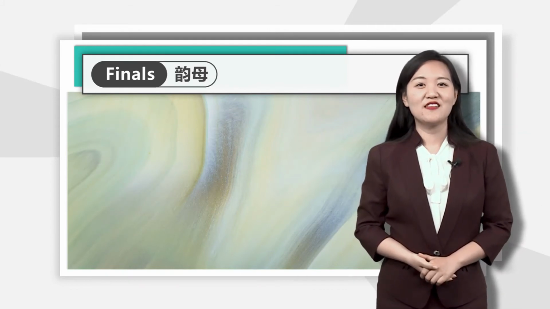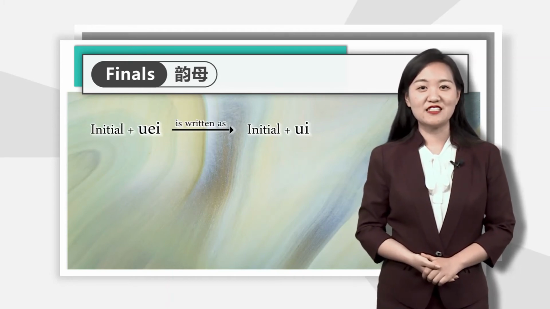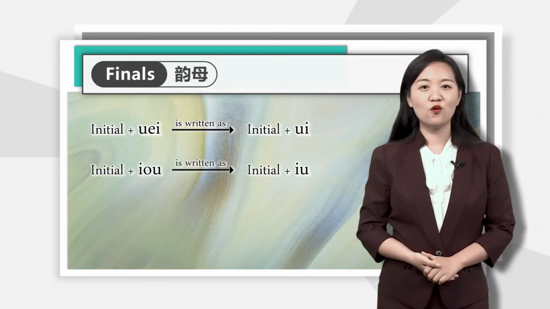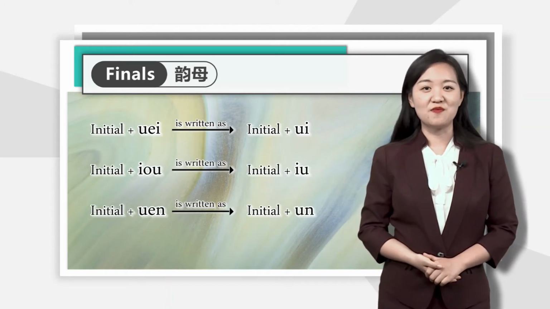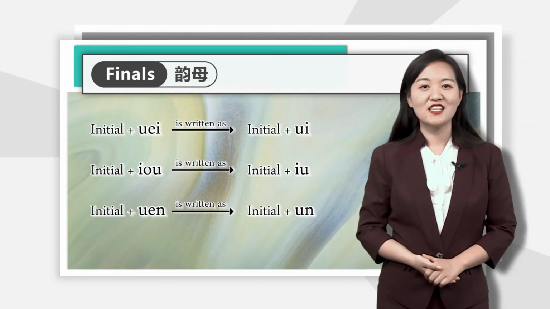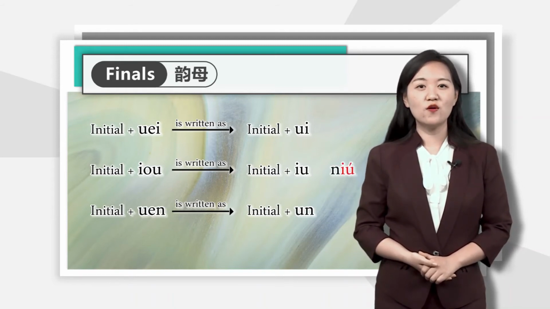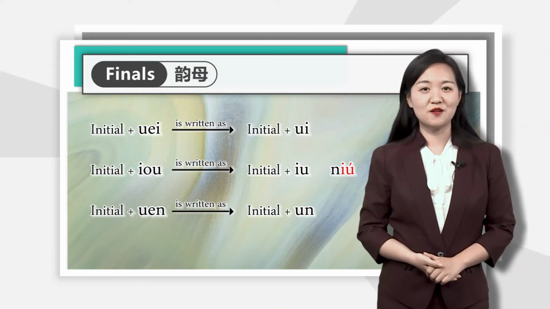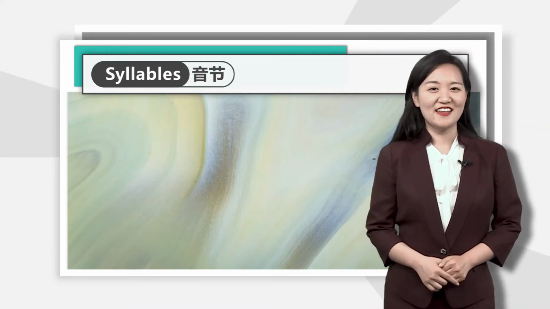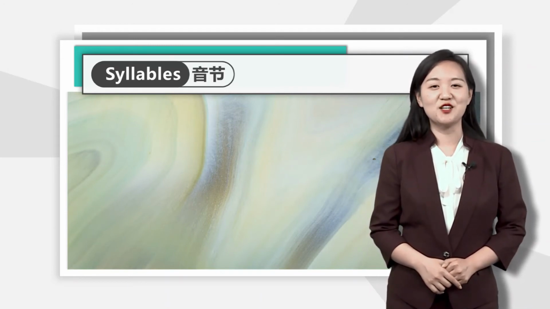Do you still remember the final way in lesson 1? When it is in a syllable, the middle letter will be omitted. 优 and 温 follow the same rule. When in syllables, the middle letter will be omitted. 优 in a syllable is written as 一 u. For example, 牛. 温 in a syllable is written as 乌 n. For example, 轮. Okay, now please read after me and pay attention to the initials, finals, and tones.